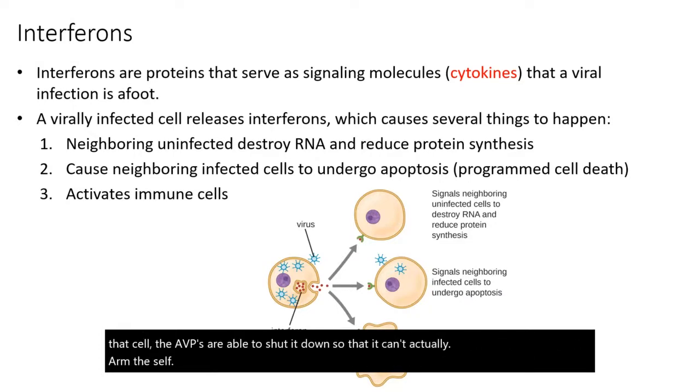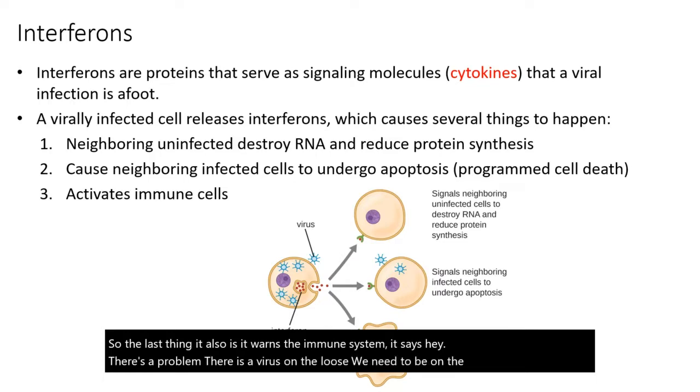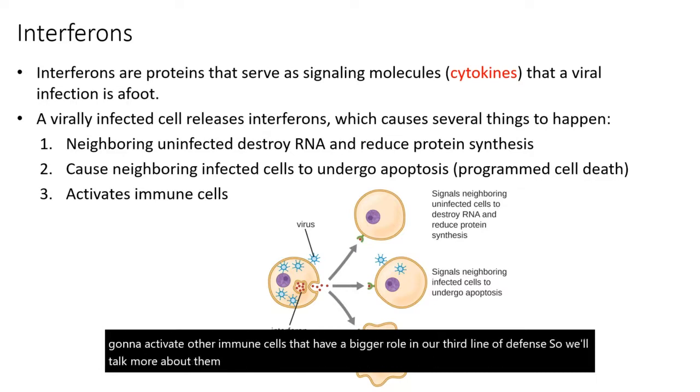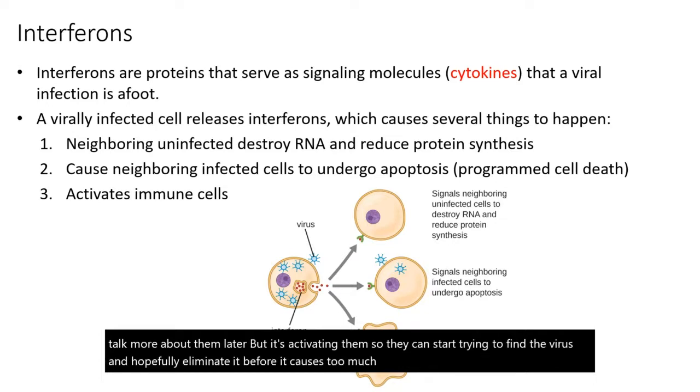So the last thing it also does is it warns the immune system. It says, hey, there's a problem. There is a virus on the loose. We need to be on the lookout for it. So it's going to activate other immune cells that have a bigger role in our third line of defense. So we'll talk more about them later. But it's activating them so they can start trying to find the virus and hopefully eliminate it before it causes too much damage to the body.